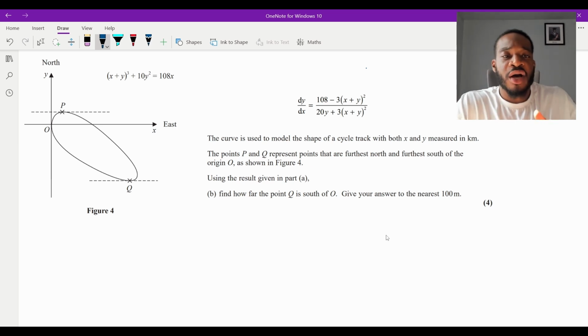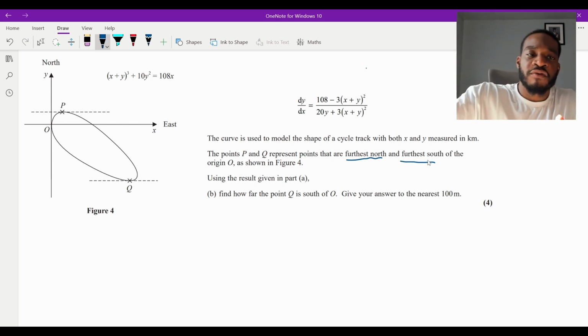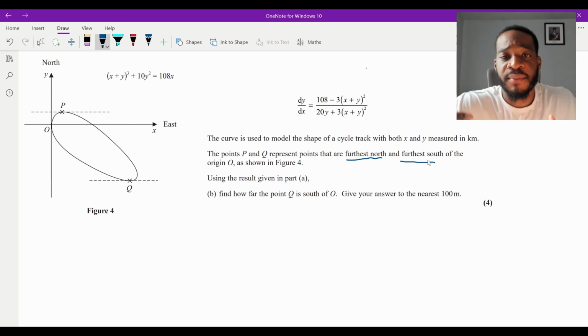Okay, so let's look at our diagram here. The points P and Q, they've told us, are furthest north and furthest south. What does that actually mean in context? Furthest north is going to be a maximum. Furthest south is going to be a minimum. So again, you should be thinking about calculus, stationary points. What do we know about those points when you're at a max and a minimum? Stationary point, dy dx is equal to 0.